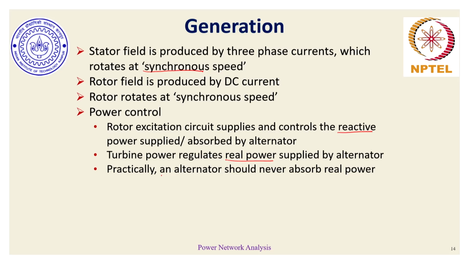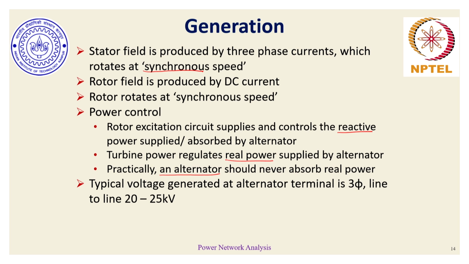Ideally speaking, any machine, any rotating machine for that matter, can operate both as generator as well as motor. But practically, we design our alternators or three-phase synchronous generators to avoid absorbing real power because of bidirectional protection element features available at the alternator level, which we will discuss, if time permits, towards the end of this discussion. Typical generation voltage is three-phase and around 225 kV line-to-line.